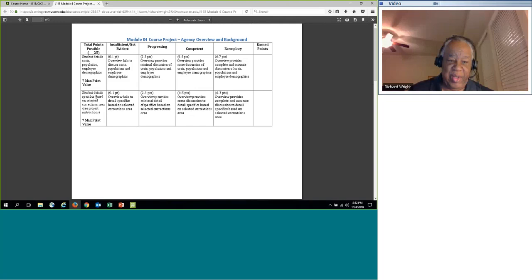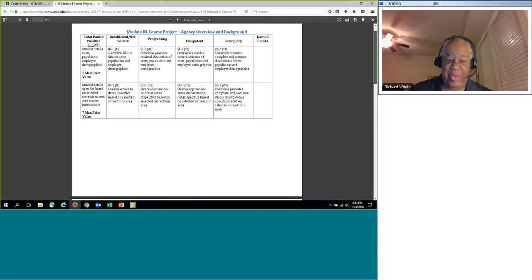Then 7 points for detailing the specifics based on the selected area. And you already said see project instructions. You already know that or should be able to go back and review that from week 1, the module, and also the open house. So you always want to be in this area, exemplary, under exemplary. Don't be incompetent. Don't be in progressing. Overview provides complete and accurate discussion on detailed specifics based on selected corrections area. So that's only 14 points of the 25.